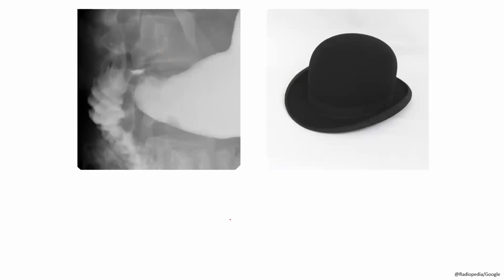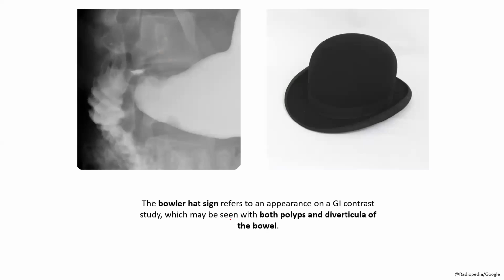What is happening in this positive upper GI contrast study? Do you find anything abnormal here? There is bowler hat sign. You're seeing here a certain area of radiolucency, which is projecting towards the lumen. So this indicates a polyp. Bowler hat sign is described in both polyp and diverticulum. It depends on the direction. If it is pointing towards the lumen, it is a polyp. If it is pointing away from the lumen, then it is a diverticulum. So this is bowler hat sign.